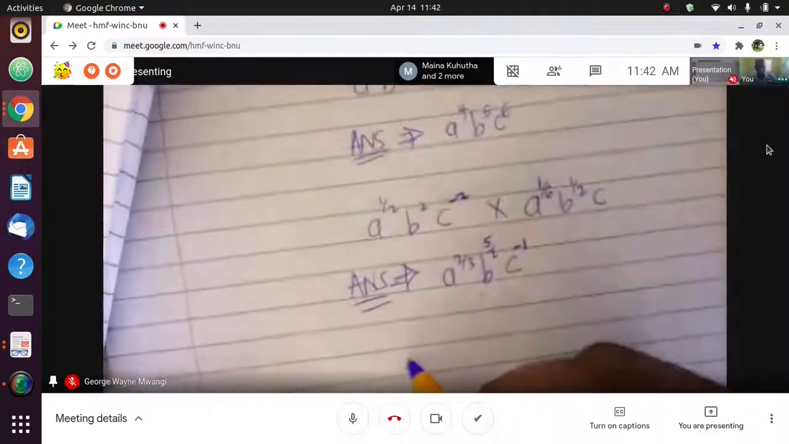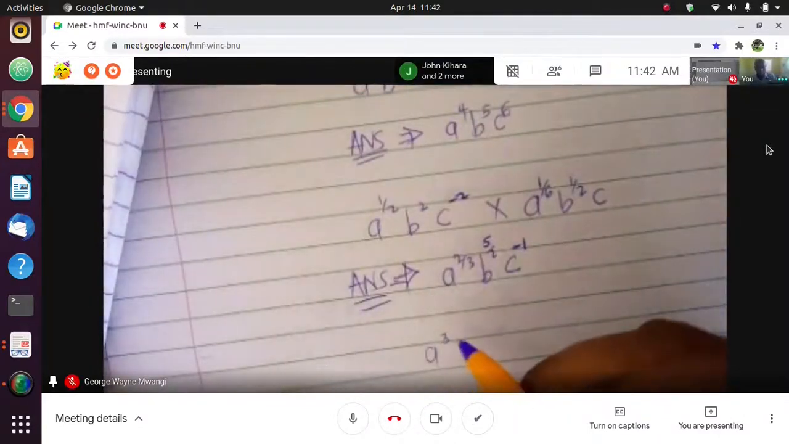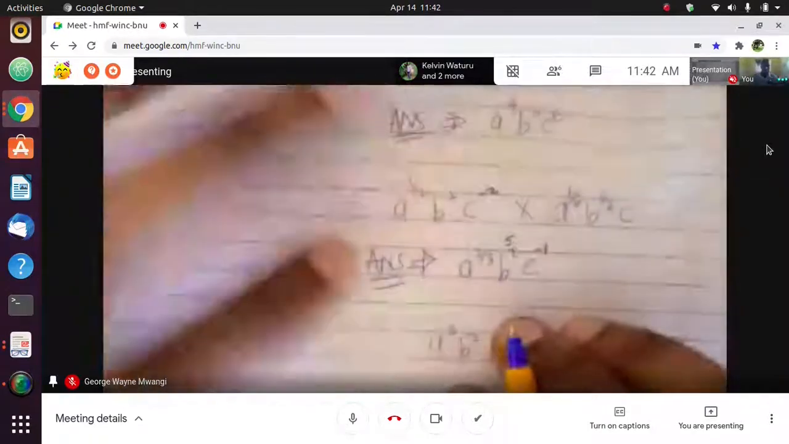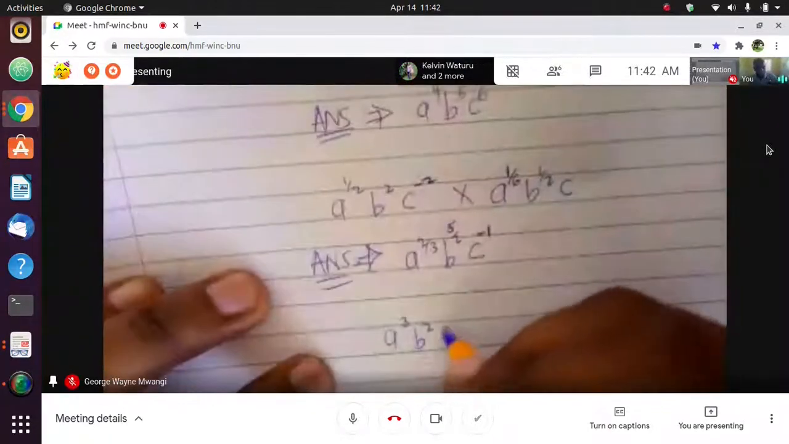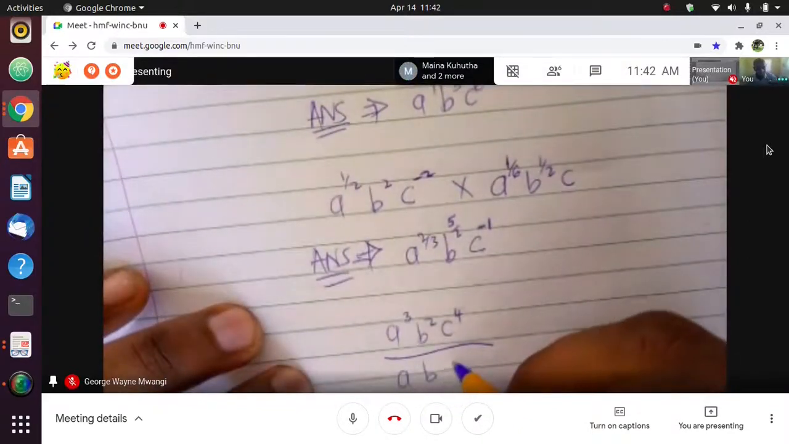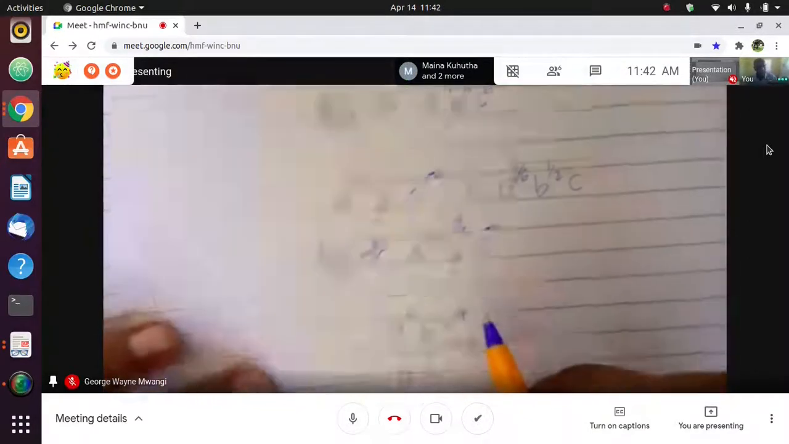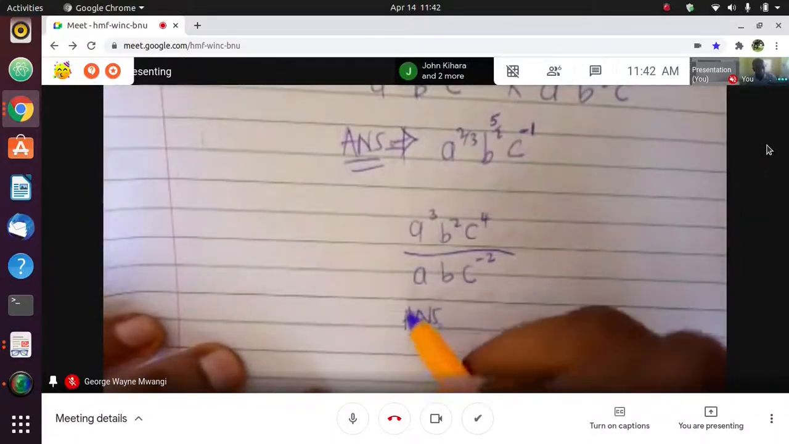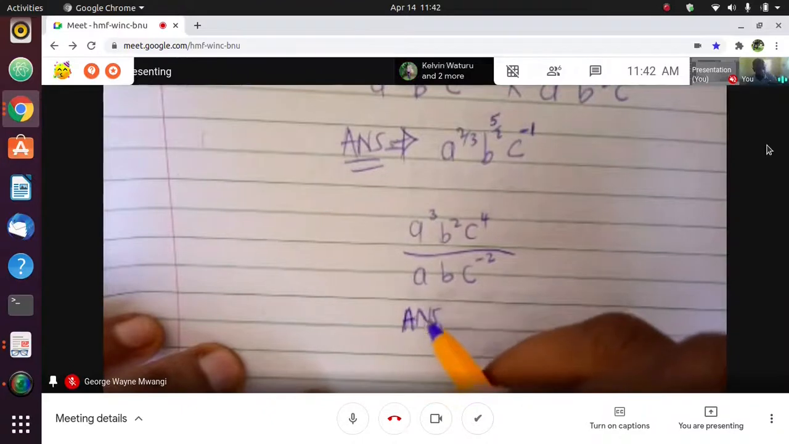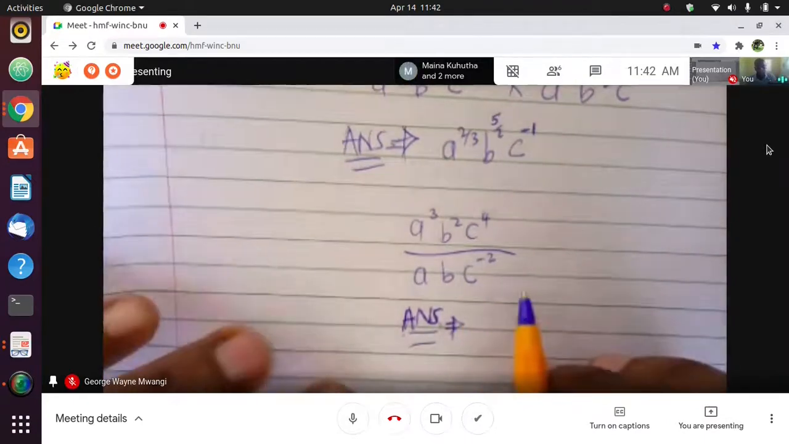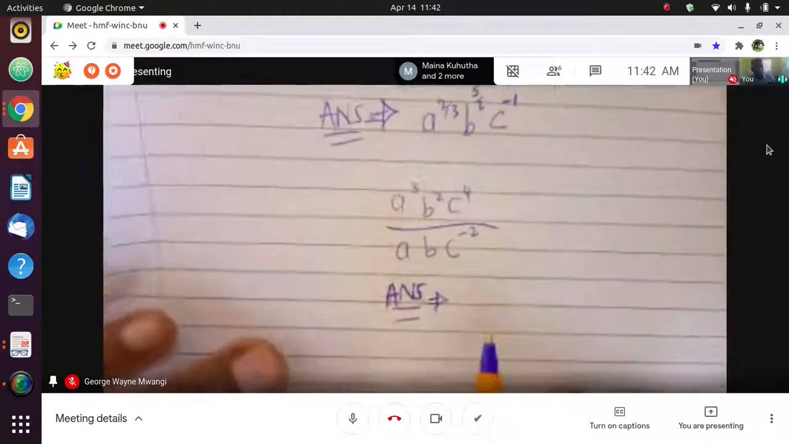Tujaribu hii pia. a cubed b squared c raised to power 4 divided by a times b times c raised to negative 2. What will be the answer? These laws that we have been doing, we will still apply them in algebra, so it is good that we remind ourselves how we do them. So tuharakisha hili, najua ni kitu rahisi tunaweza pata.